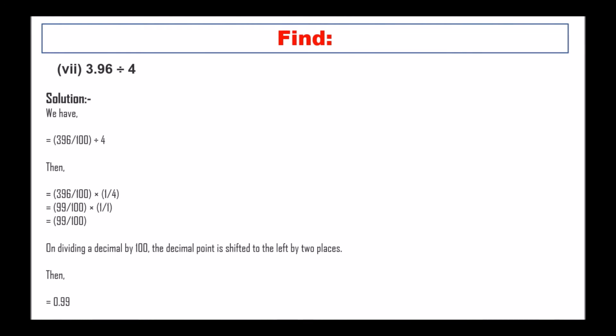Next is 3.69 divided by 4. We remove the decimal, so it becomes 369 upon 100 divided by 4. Now we will convert the sign into multiplication. So it will become 369 upon 100 into 1 upon 4. Now we will cut 369 by 4. It will become 99 upon 100. While putting the decimal again, it will become 0.99.